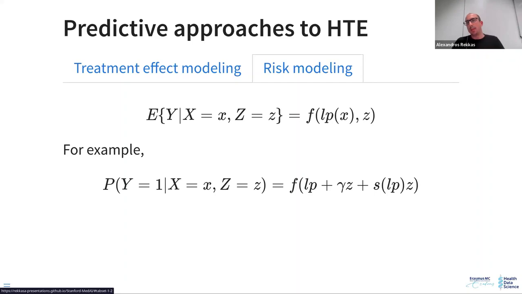So in this work, we're focusing mainly on risk modeling approaches because these are methods that have seen less attention, and they are very interesting to look at.